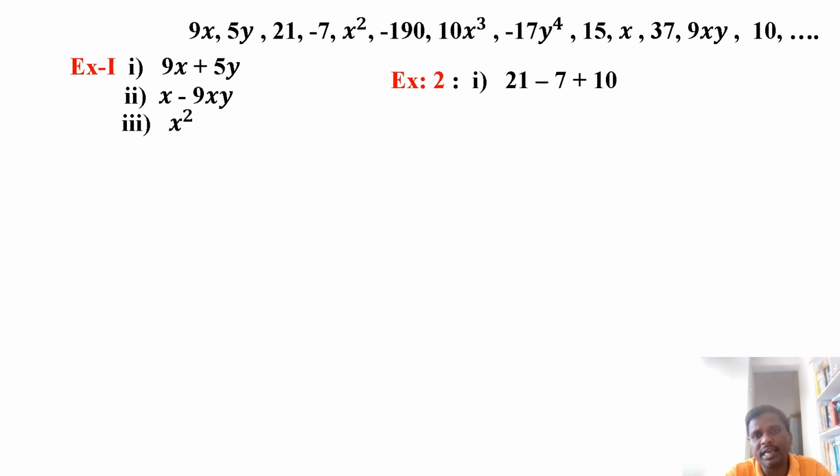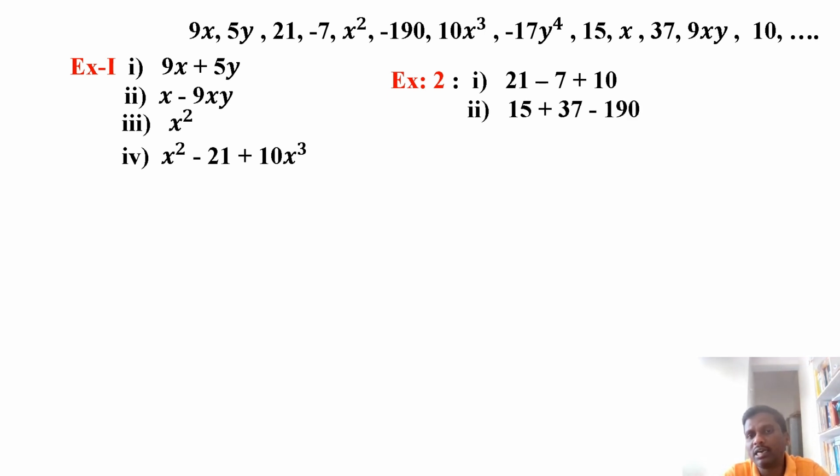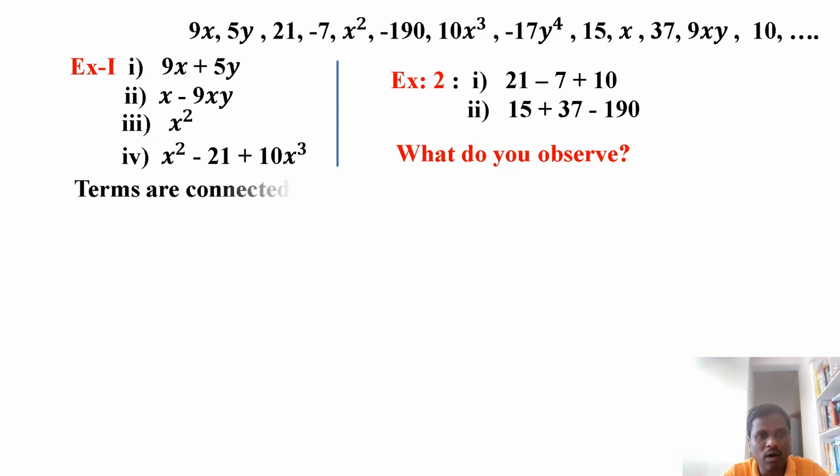Now in the second case, 21 minus 7 plus 10. And here is a fourth one. In example number 1, the fourth one is x square minus 21 plus 10x cube. And in the second example, it is 15 plus 37 minus 190. Now what do you observe? In the first and second examples, the terms are connected by the symbols plus or minus.